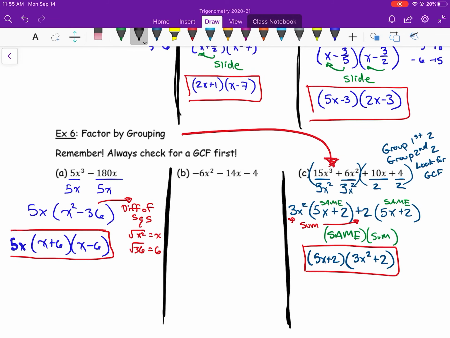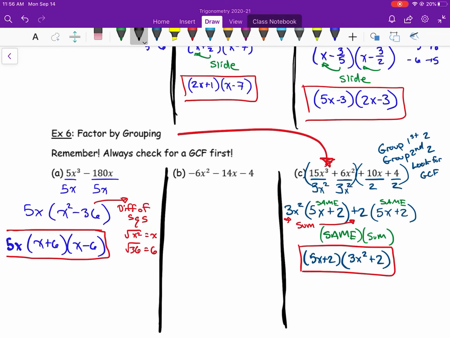Last problem. For greatest common factor, I have a negative. I always want to get rid of negatives, so divide each term by negative. All right, and 6, 14, and 4, all divisible by 2. It looks like that's all I can do right now. So negative 2 becomes 3x squared plus 7x plus 2.